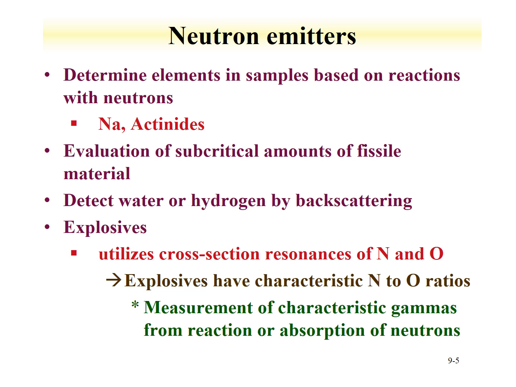There are two routes that this can be done. Both utilize cross-section resonances for nitrogen and oxygen. When we mention resonance cross-sections, those are the higher energy neutron cross-sections. There are some very high resonance cross-sections for nitrogen and oxygen. Explosives have a characteristic nitrogen to oxygen ratio. They tend to have high amounts of nitrogen relative to oxygen.